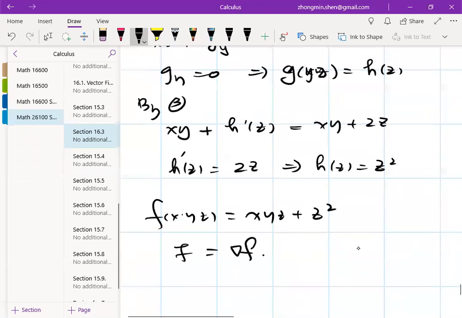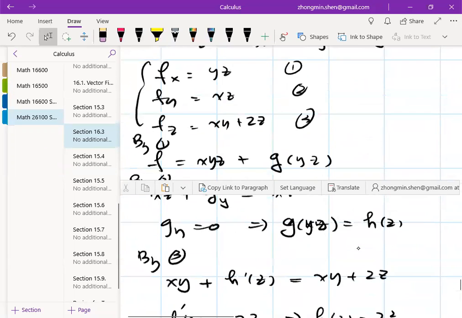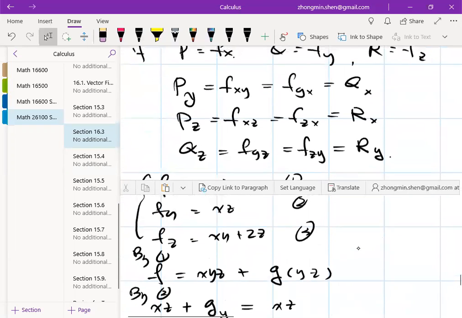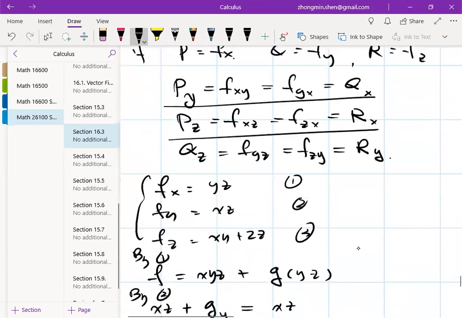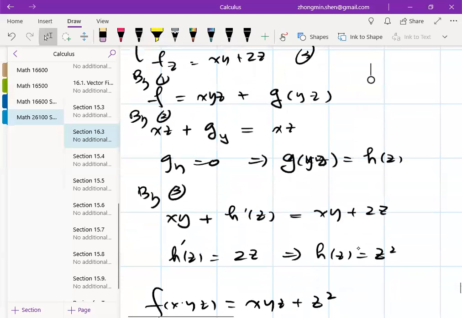But if the function is a little bit complicated, before you waste time solving for this little f, you can check those equations. Py equals Qx, Pz should equal Rx, and Qz should equal Ry.